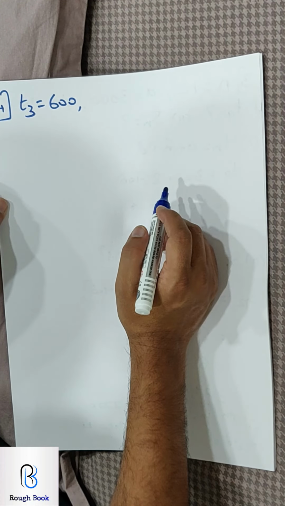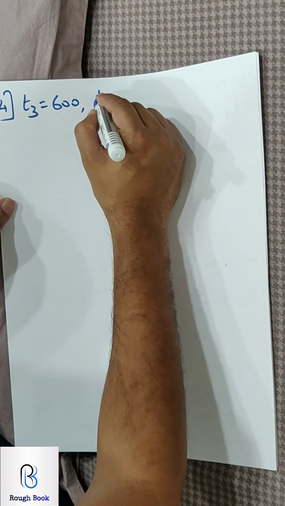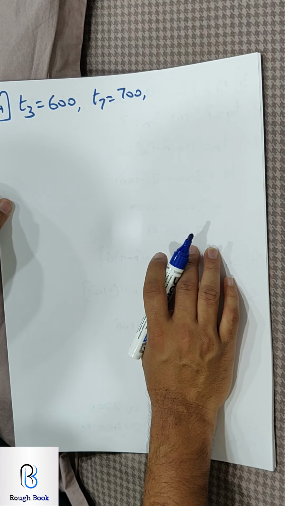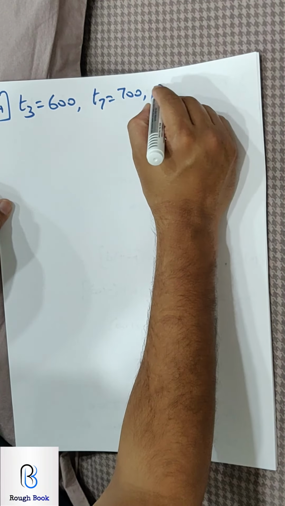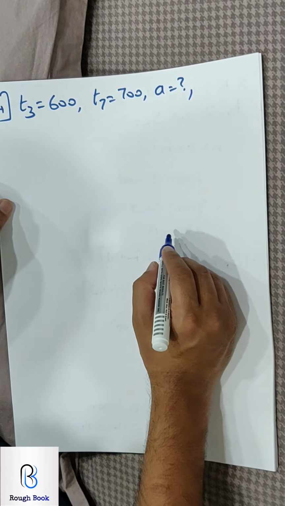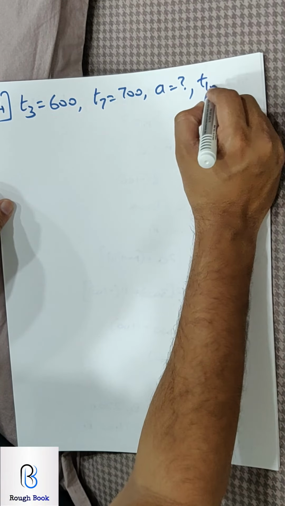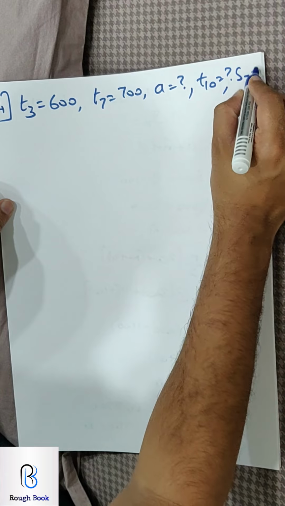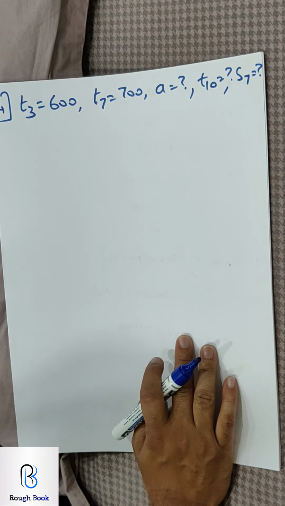And 700 units in the 7th year. So T7 is 700. Assuming that the production increases uniformly, find the production in the first year. So they are asking you to find a. The production in the 10th year, so T10. And the total production in 7 years, so S7. So 3 parts they have asked.